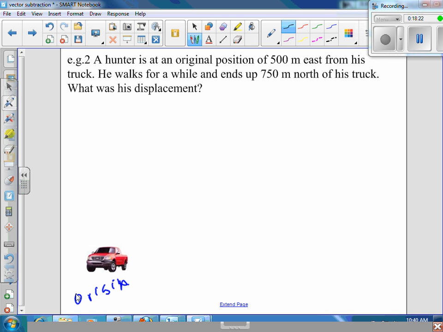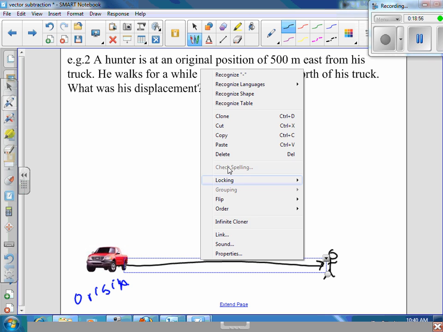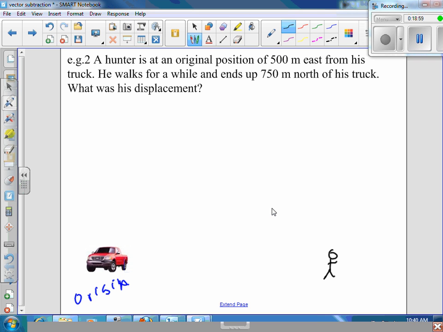So a hunter is at an original position of 500 meters east from his truck. So he is standing right there. Did he walk from his truck to there? Maybe he was somewhere else. Maybe he got dropped off there. Maybe he was abducted by aliens and dropped in the field right there. We have no idea. Do we care? No. The truck is simply the origin. It could be a tree that he was 500 meters east from. It doesn't matter. Did he go from there to there? Don't know, don't care. Doesn't have anything to do with the question. I get people that worry about that. Doesn't matter. That is his position.